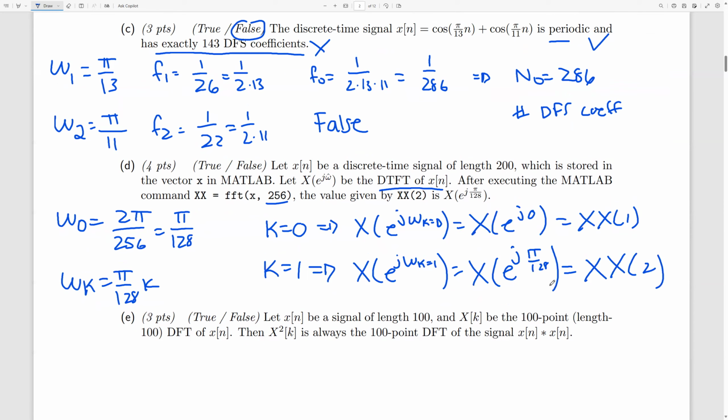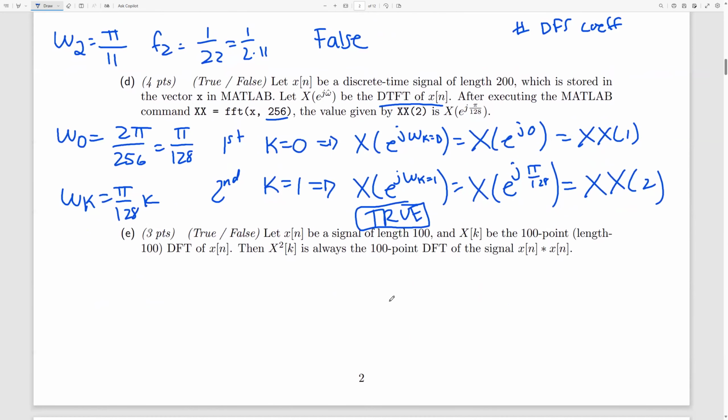So the point I want to get across is that this is the first index of x, and this is the second. You're shifting your indices because k equals 0 is actually the first one and k equals 1 is the next one. So it's actually a true statement.